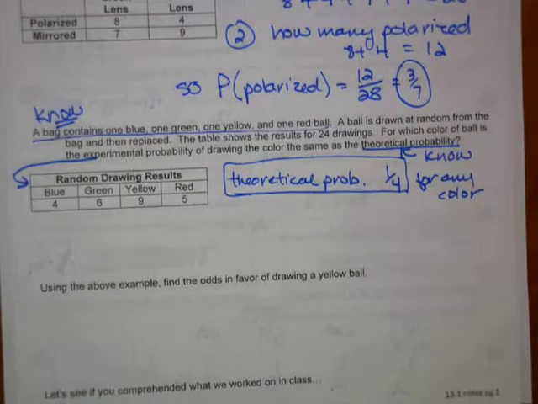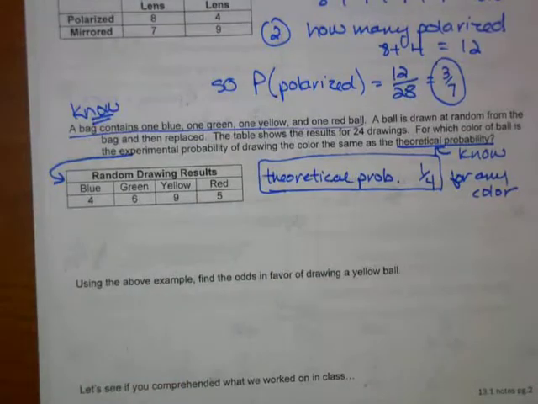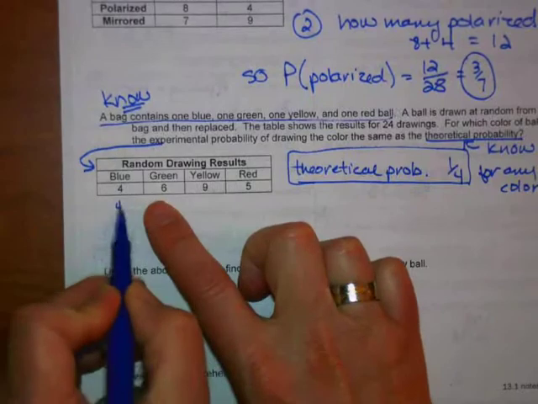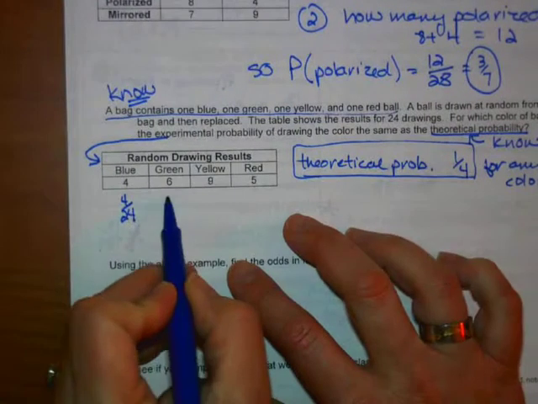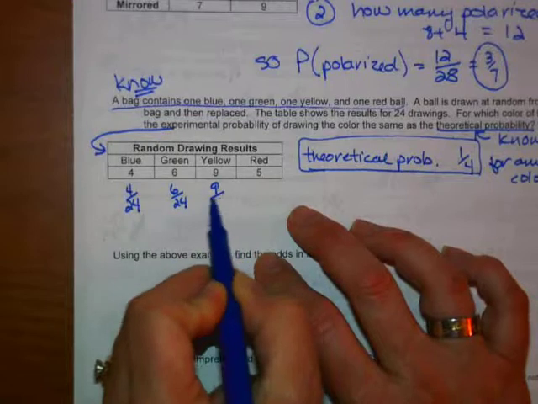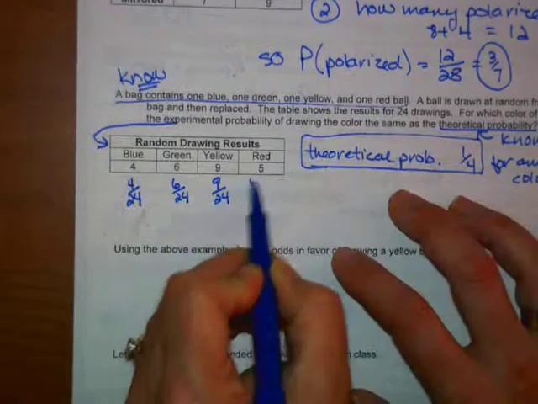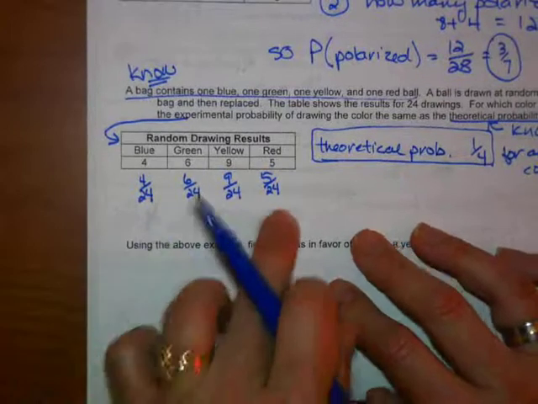Now let's see how close our experiment is to that theoretical probability. How many total draws did we do? We did 24, right? So we got 4 blues out of 24 draws. We got 6 green out of 24. We got 9 yellow out of 24. And 5 out of 24 were red. So I want to see which one of these matches that.